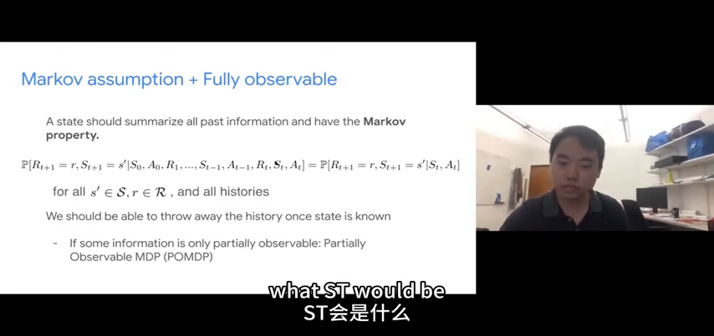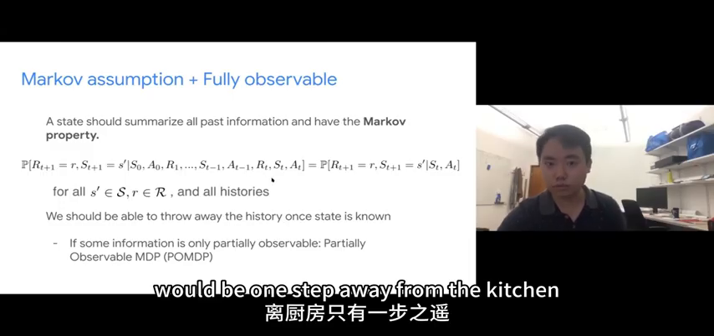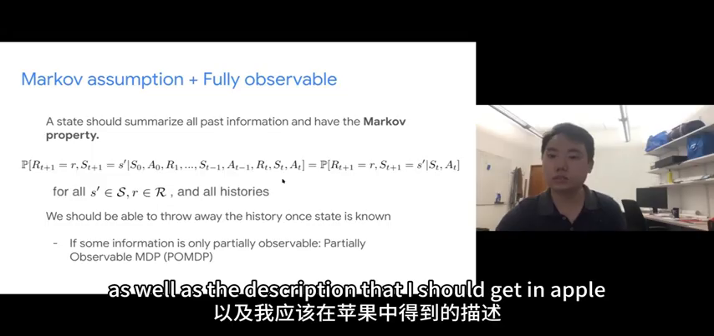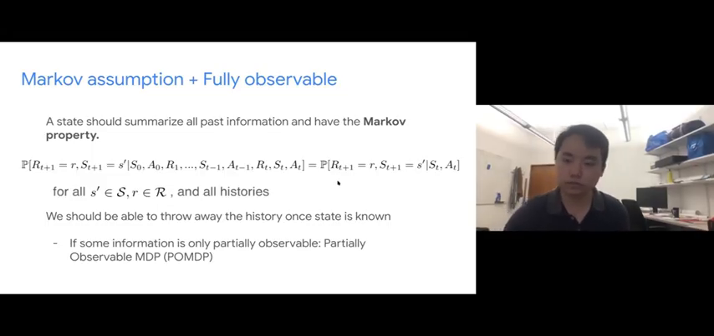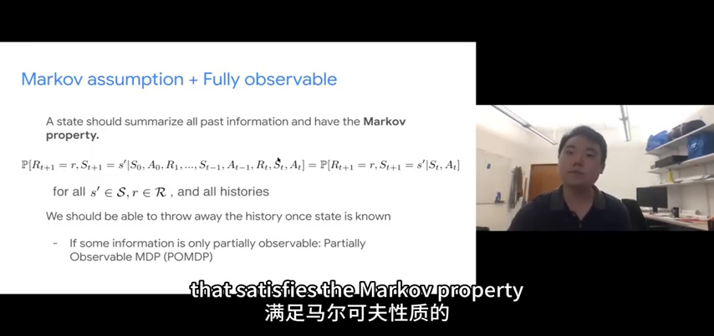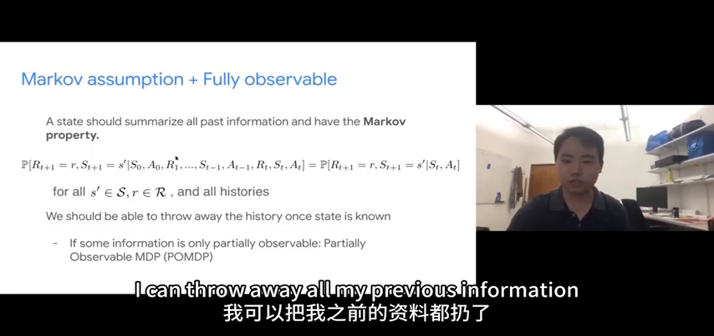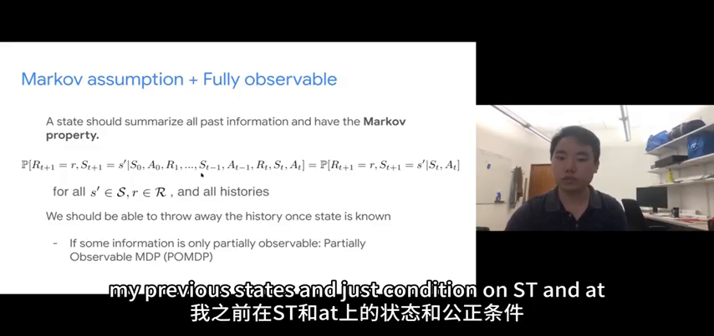So in other words, ST would be one step away from the kitchen, my current state, as well as the description that I should get an apple. That satisfies the Markov property because now I can throw away all my previous information, all the previous instructions and my previous states, and just condition on ST and AT.